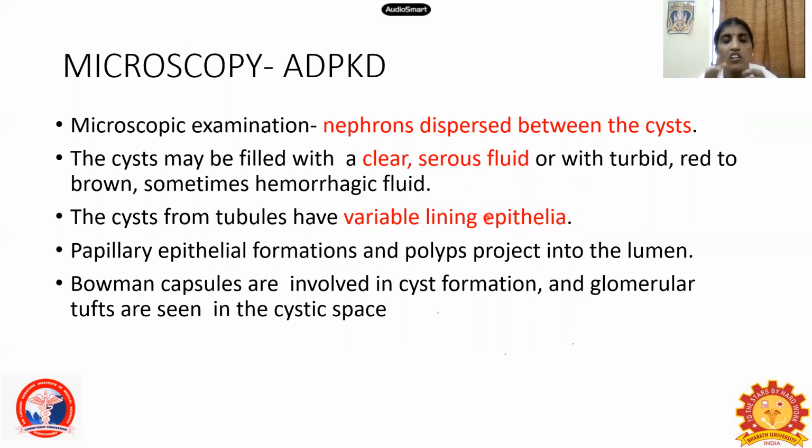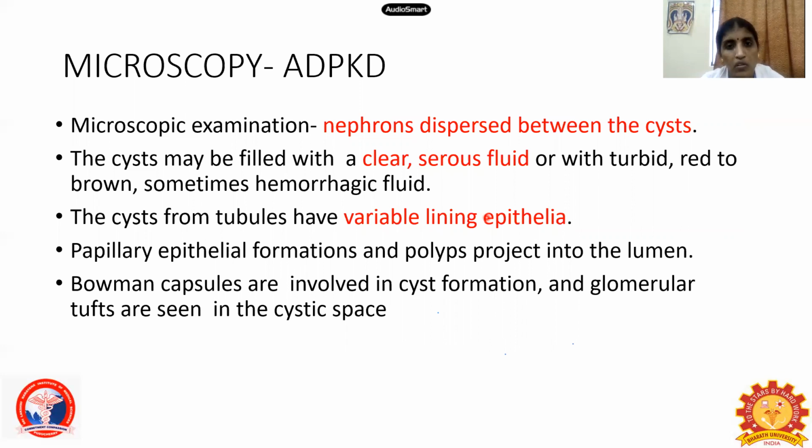Okay, so what about the microscopic finding? Any morphological change we need to discuss about gross and microscopy, right? So for gross, you have to discuss the size of the organ involved, then where the lesion is located, then the outer surface and cut surface. That is how you describe a gross.